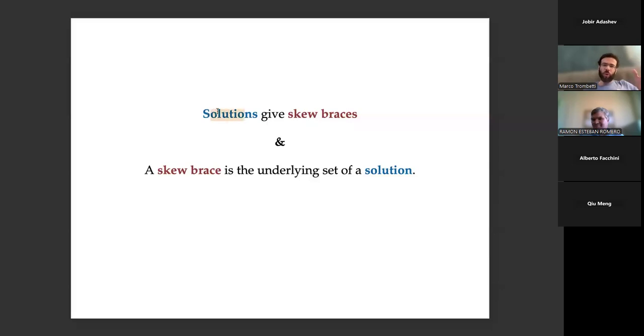If you get a solution and you take the corresponding skew brace here, then you can control in some ways the solution by the properties of the skew brace. And also here, if you have a skew brace, which is the underlying set of a solution, then you can control the solution with the properties of the skew brace. So although the correspondence is not bijective, you still retain some control on the solution by looking at the skew brace.